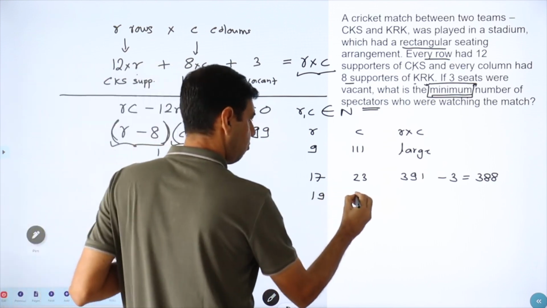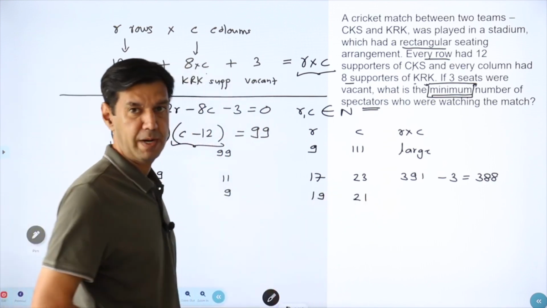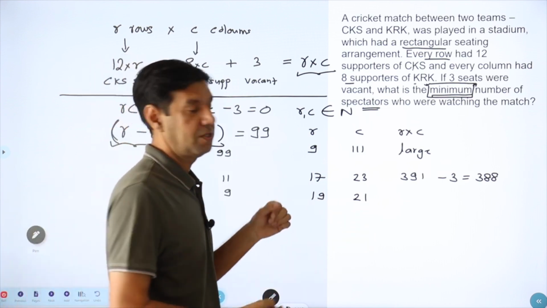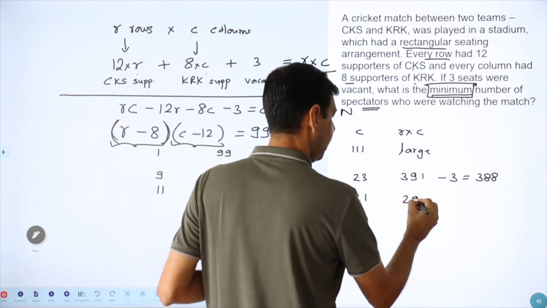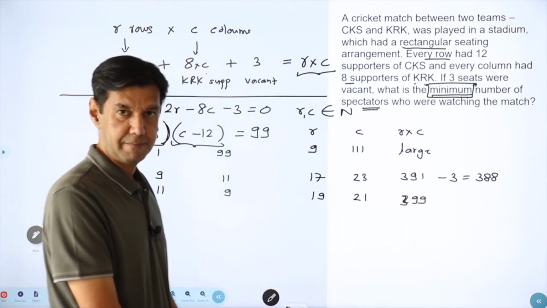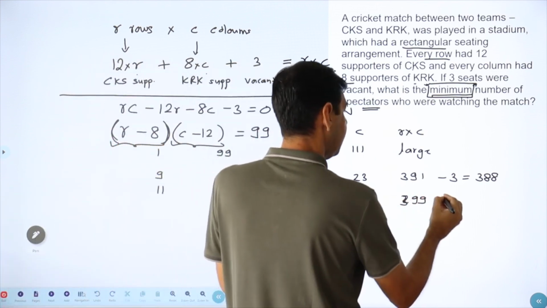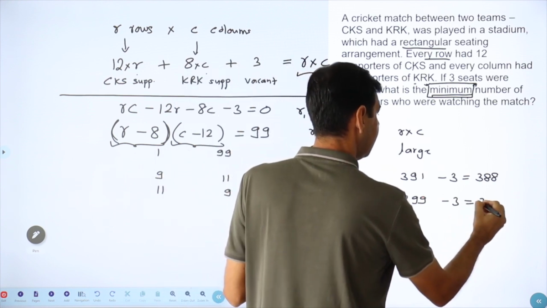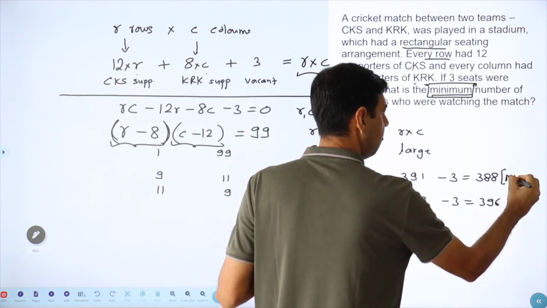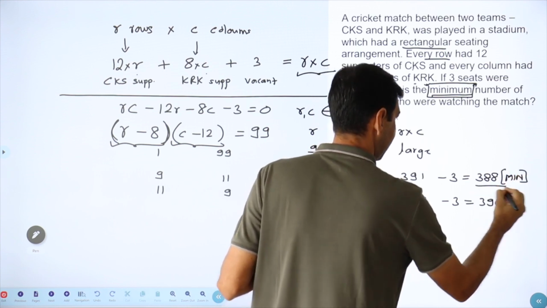12 plus 9 is 21. 19 into 21, you should know this, right? 20 minus 1, 20 plus 1. So that's going to be 399. What was that? 20 square minus 1 square. Okay. And 399 minus 3 would become 396. But this is larger. So this is the minimum value of the number of spectators.